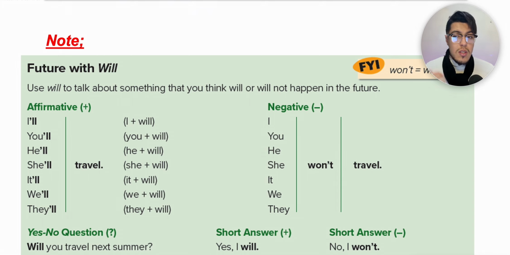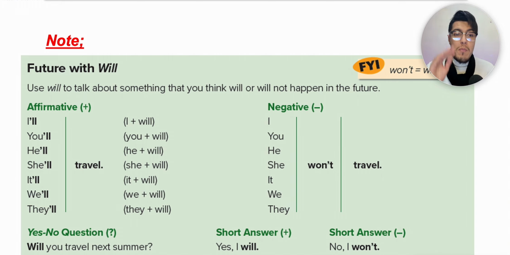We use will to talk about something that you think will or will not happen in the future. So either you predict that something will happen in the future. So we use it for far future plans. For example, there is something that you are going to do in the summer or next week or next year or in 2 years, etc. Here you are going to use will.